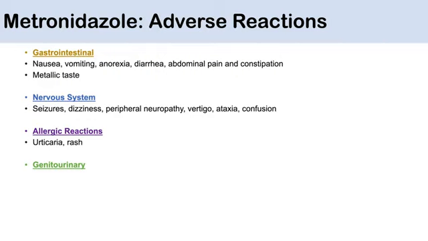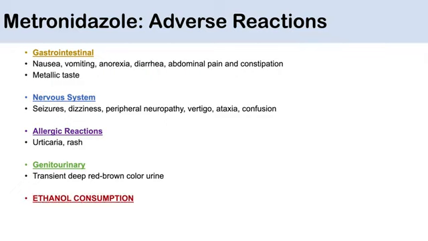There are genitourinary effects, including a transient, deep red-brown color urine. So this is just a temporary thing, and it doesn't really have a disconcerting or a particularly irritating effect. And the big one that I want you to take from this slide is ethanol consumption. If you take metronidazole or you prescribe it to your patient, make sure that they don't consume ethanol when using metronidazole. That's the big one.